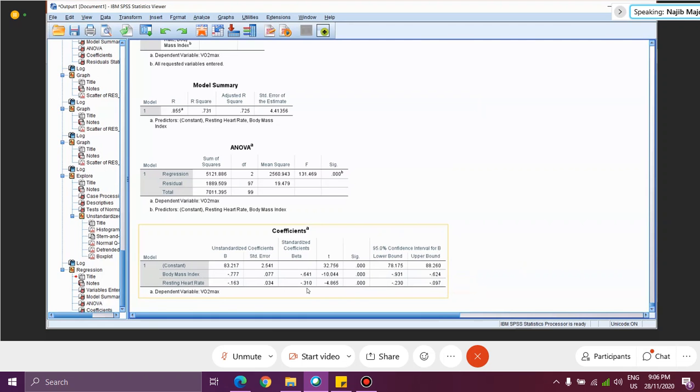Again, for resting heart rate, if you want to report the standardized coefficient, it means that for every 1 standard deviation increase in resting heart rate, VO2 max will reduce by 0.31 standard deviation. Some people prefer the standardized coefficient. This one is for you to read: what is the difference between unstandardized and standardized coefficient, and the importance of each of them.